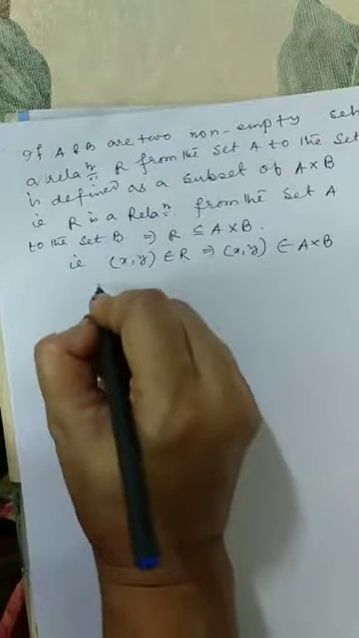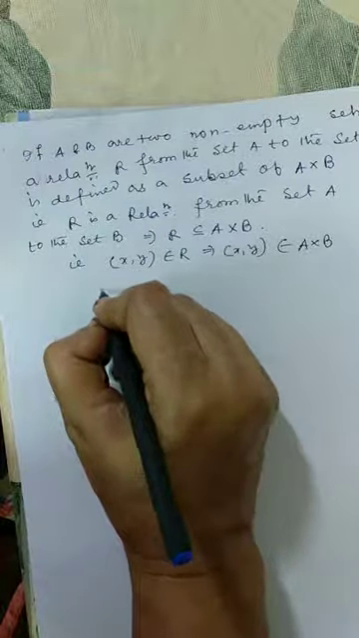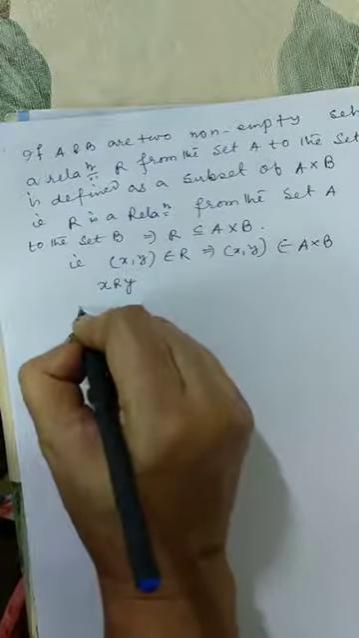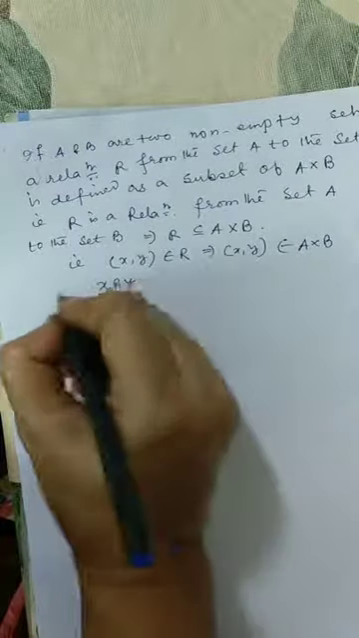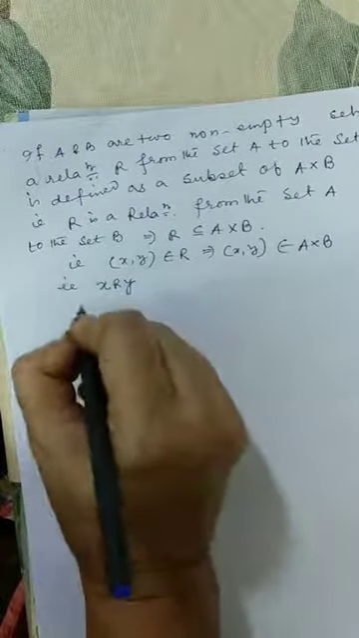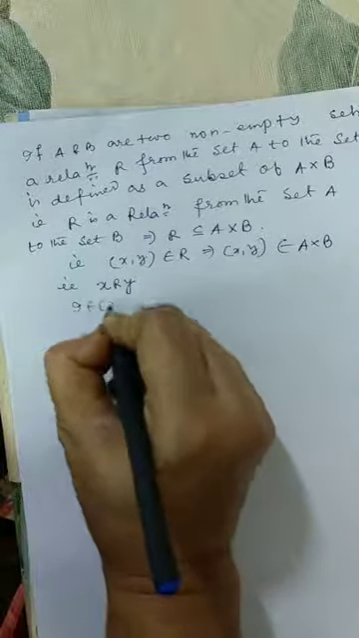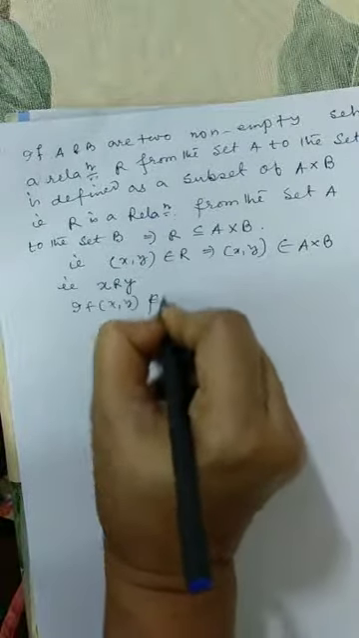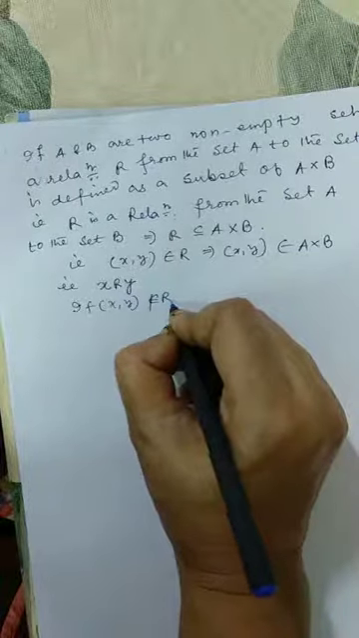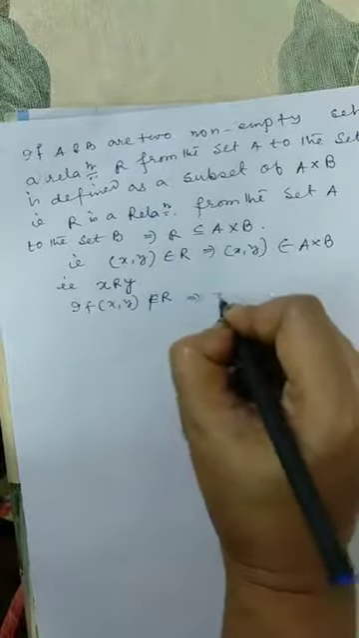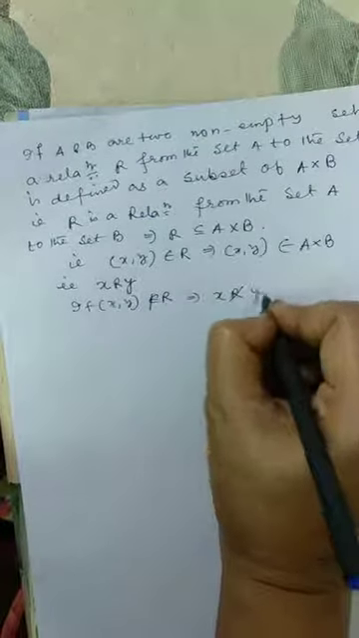And I can also say that x is related to y if (x, y) belongs to R. If (x, y) does not belong to R, then we can say x is not related to y.